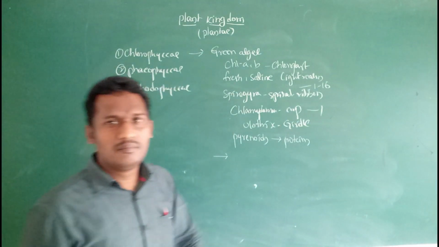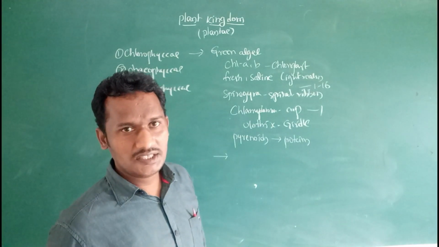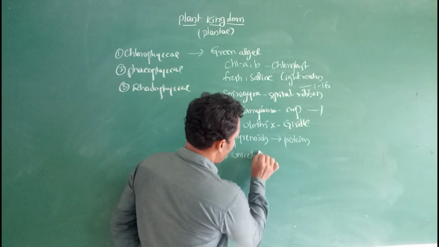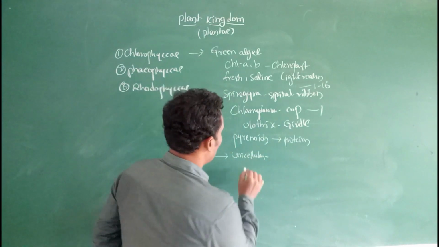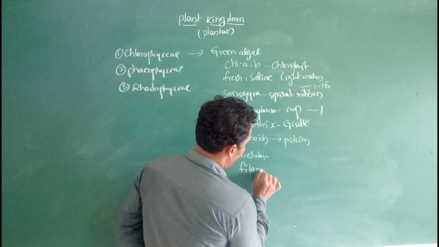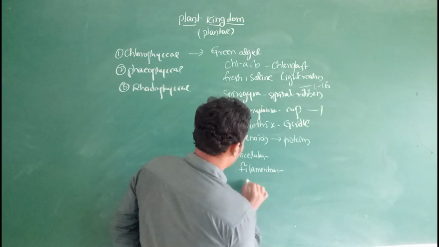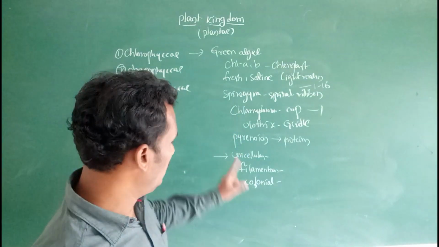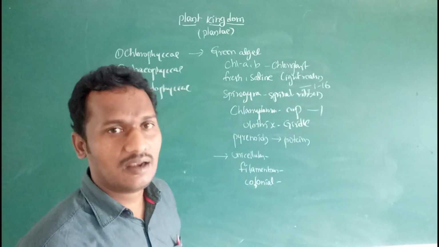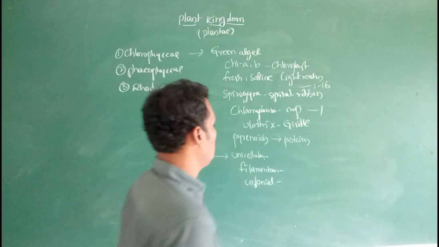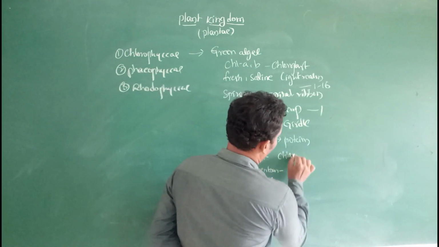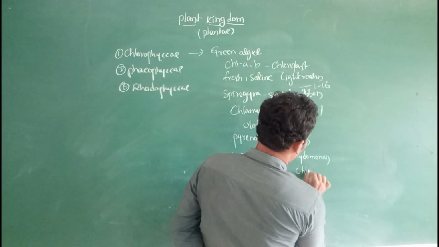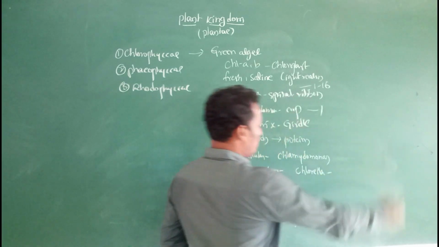The body organization of these algal members is mostly unicellular, also filamentous, and colonial. So the body organization is unicellular, filamentous and colonial forms. Unicellular examples are Chlamydomonas and Chlorella.